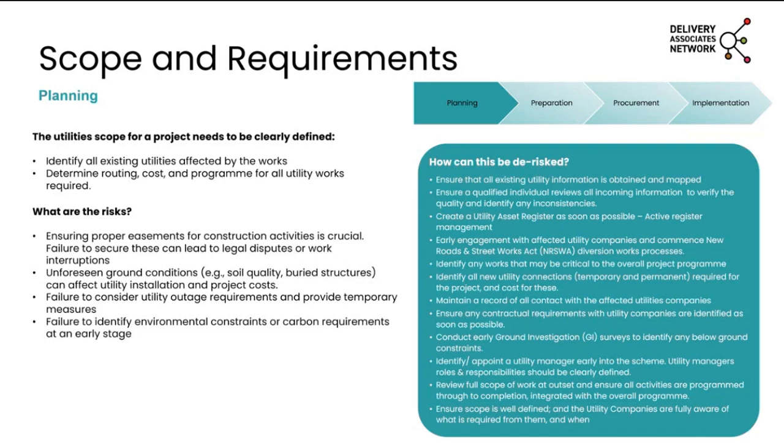Identification of any works that are critical to the overall project program. I talked earlier about outages. That's likely to be the major constraint. Also, if you've got several non-contestable works as well, utility companies will often require them to be done by their contractors. It's often very specialist work, so they may only have one or two contractors that can do those works. So that needs to get programmed in and considered as early as possible.